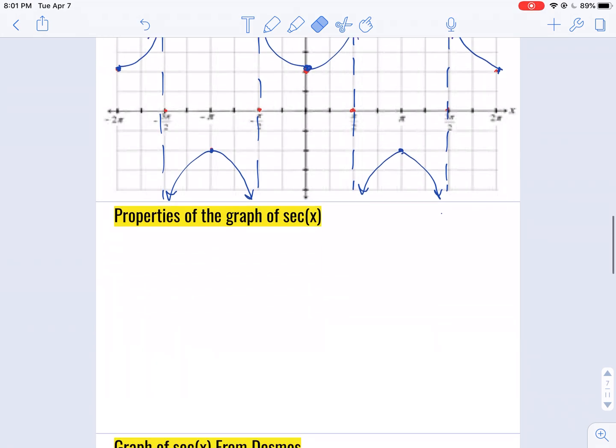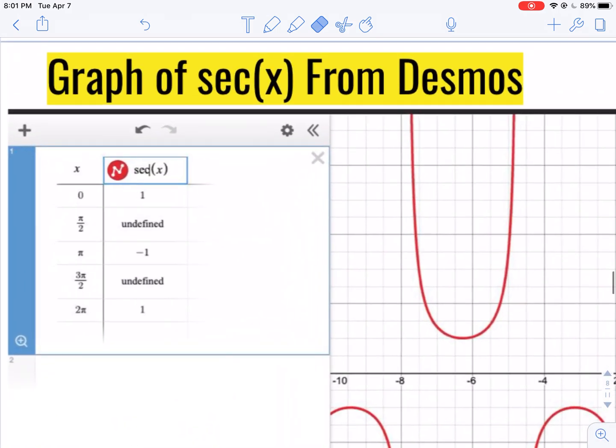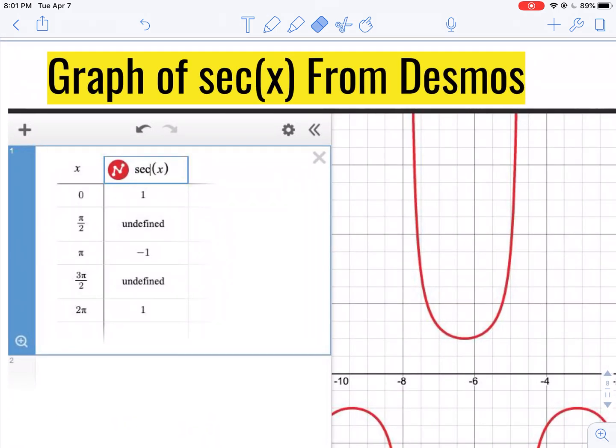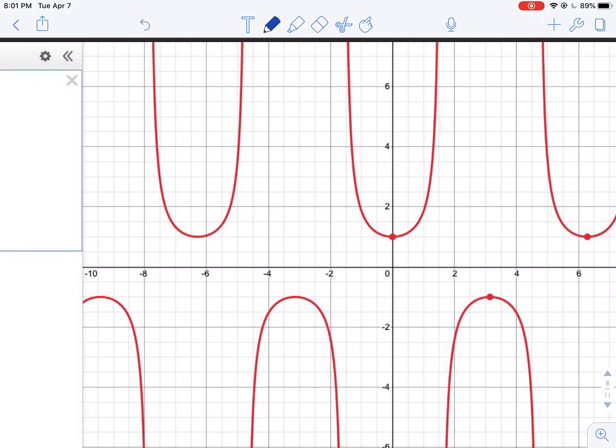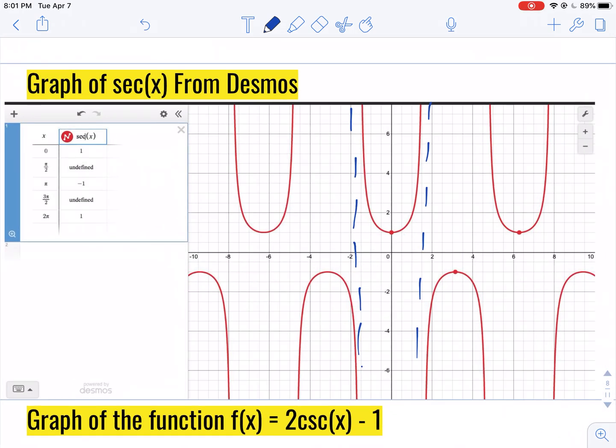Let's scroll down to that Desmos example. Again, as you can see in our table, at those pi over 2 and 3 pi over 2 values, they're undefined. We already learned that back in section 6.2, but now we're thinking about it purely related to how it relates with cosine. We've got the points (0, 1) and (2 pi, 1), as well as the point (pi, -1). And then again, we can see that at our pi over 2's, we have those vertical asymptotes appearing.